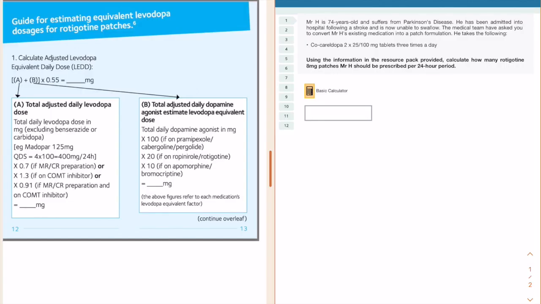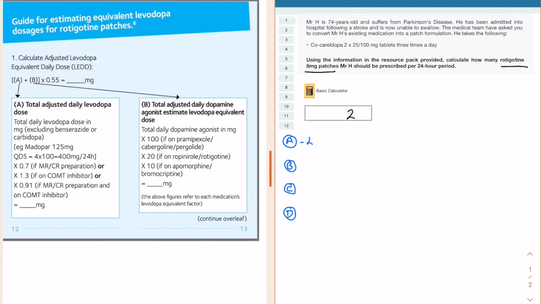The answer to this question is 2. So the patient would require 2 rotigotine 8 milligram patches per 24-hour period. So let's take a look at the methodology that we use to get to this answer. So again, we start off by writing out our 4-stage process. So we've got A, B, C and D.